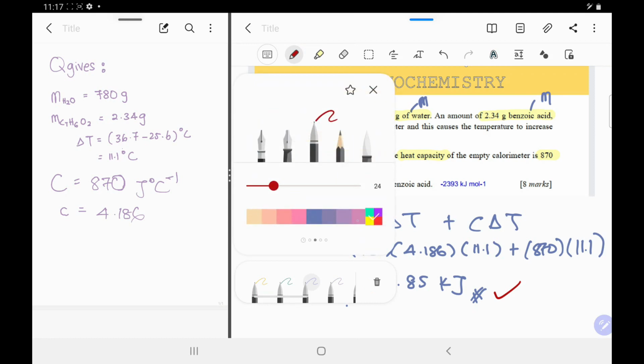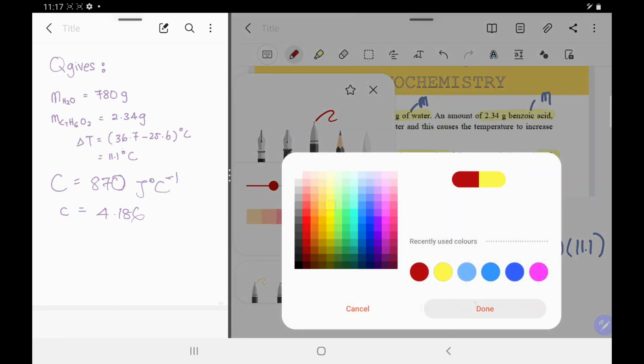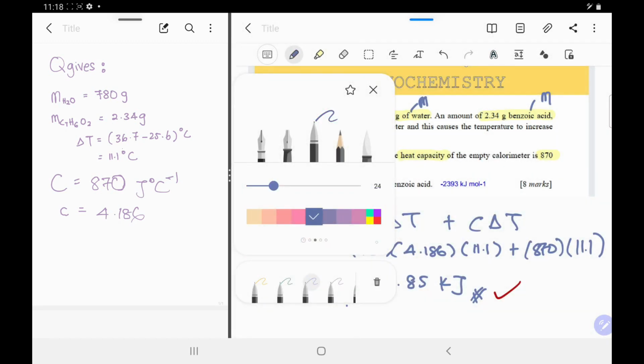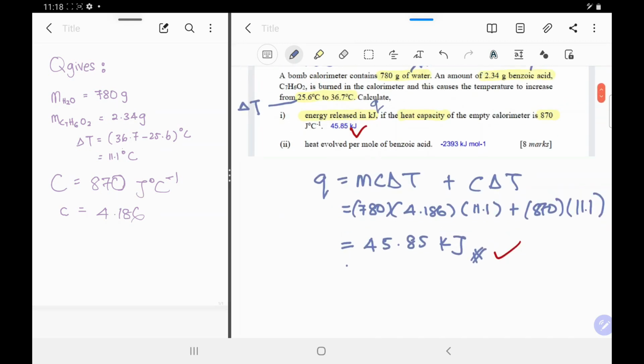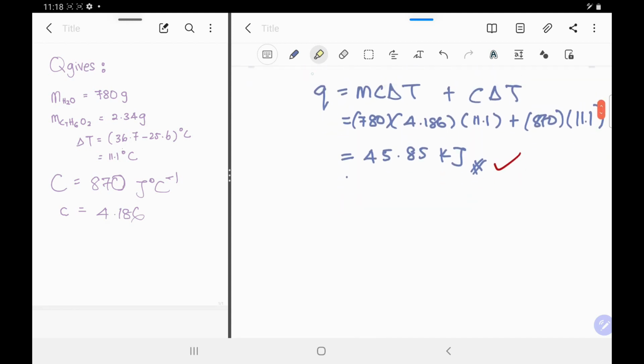Alright, so without wasting any time, let's go to part 2. The question in part 2 asks to calculate the heat evolved per mole of benzoic acid. So here, heat evolved is referring to the heat of combustion of benzoic acid as it is being burned. So I'm gonna show you.